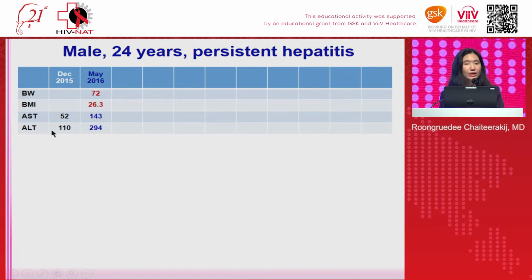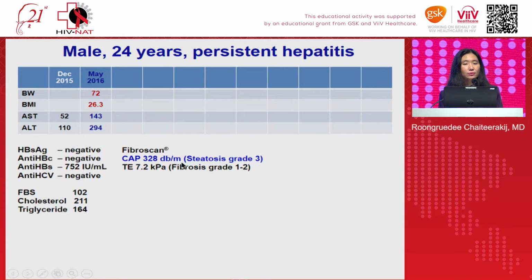He has an elevation of ALT at almost 300, almost 10 times above the normal limit. He also has a BMI of 26, which is higher than 25, so we called him obese. He told me that during the past year, he gained 15 kilos in just over 1 year, which is very fast. So we thought that the elevation of ALT might come from fatty liver.